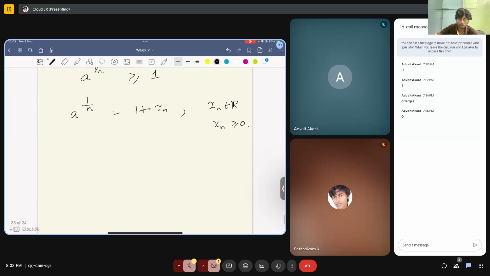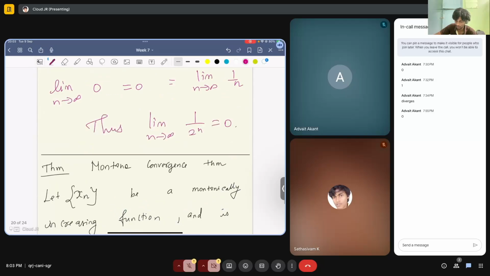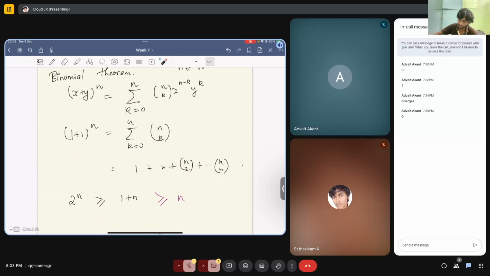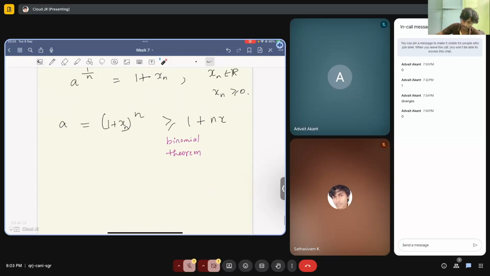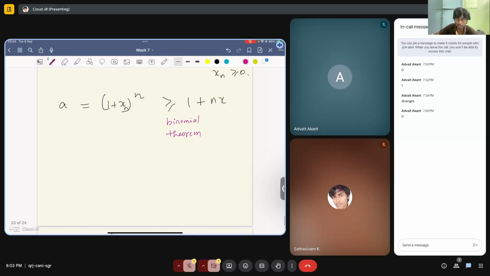So this much we have. Now we apply the binomial theorem here. You have this term, use this, and then you will get something like 1 plus xn, the whole power n. Now here we are going to use the binomial theorem, 1 plus n xn. Whatever we did earlier, we truncated; we just took the first two terms and left the rest, and the same thing we are going to do here. So 1 plus n xn. What we have finally got is a is greater than or equal to 1 plus n xn.